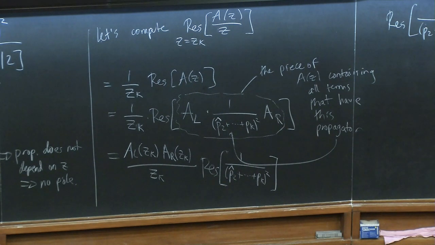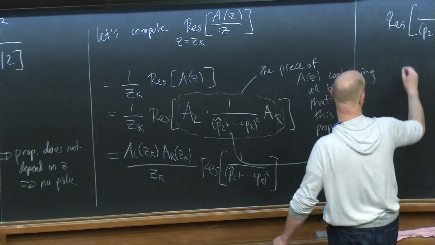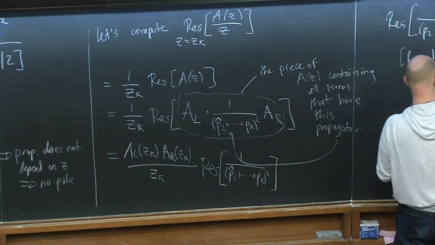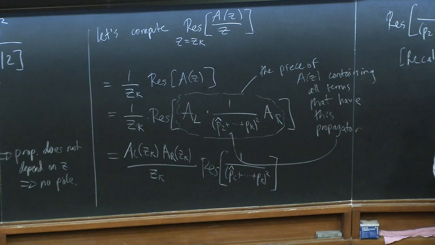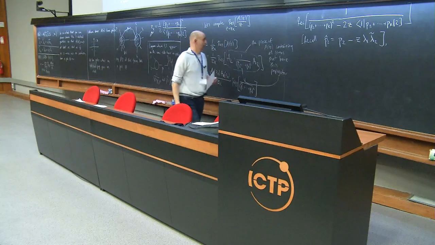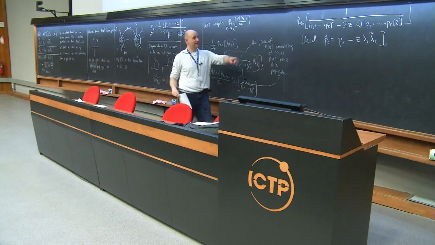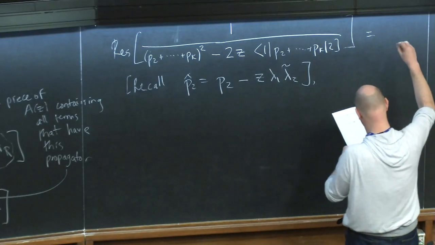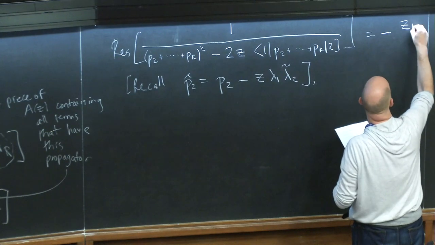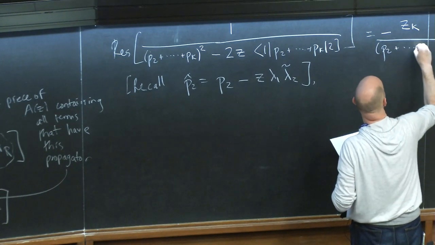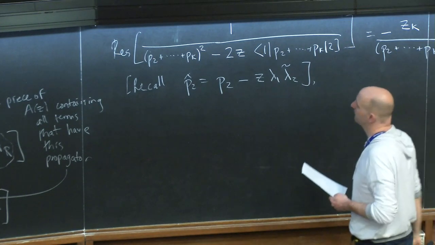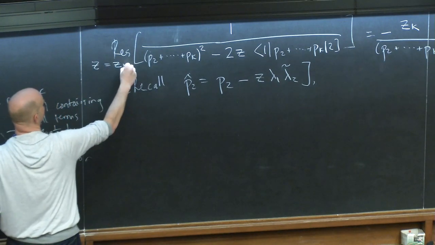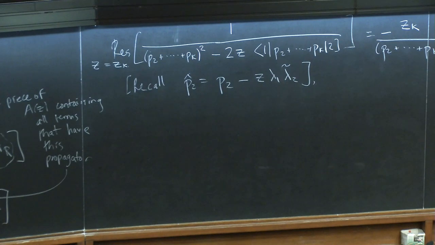If you expand out this denominator, and recall p2 hat equals p2 minus z lambda 1 lambda 2 tilde, if you plug that in here and then expand it out, you get these two terms. And this residue, it's easy to compute, is nothing other than minus z_k over (p2 plus p_k) squared. So this is the residue at z equals z_k.